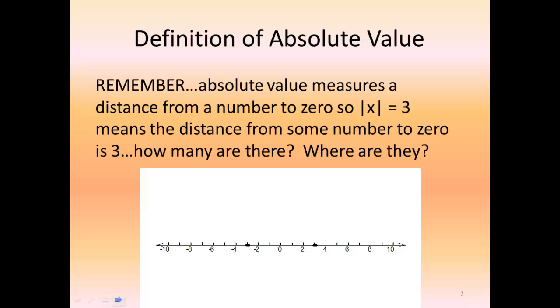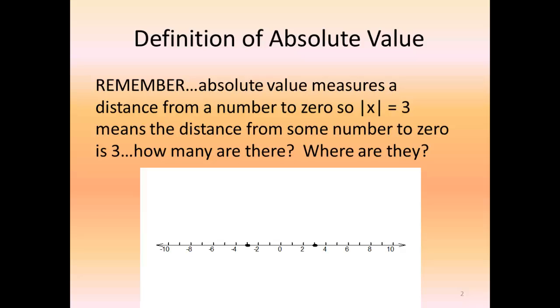So we're going to start with the definition of absolute value. I want to remind you that absolute value measures a distance from a number to 0. So how far is a number from 0? If we use the absolute value of x equals 3 as our first example, that means the distance from some number to 0 is 3.